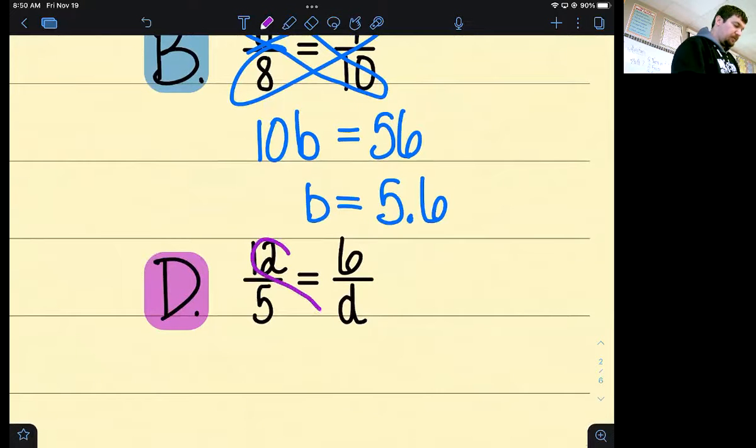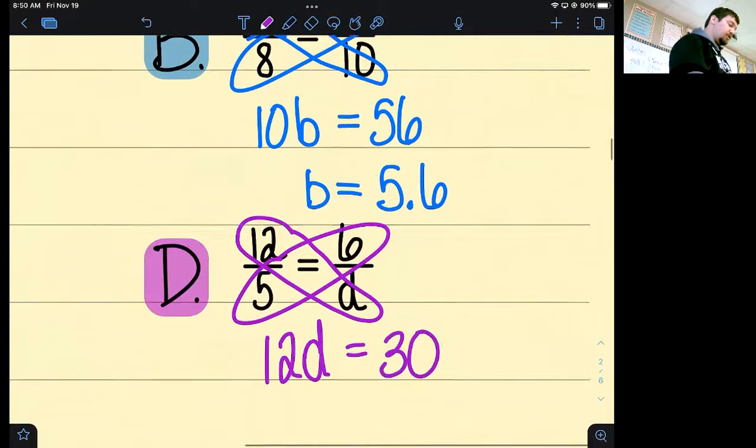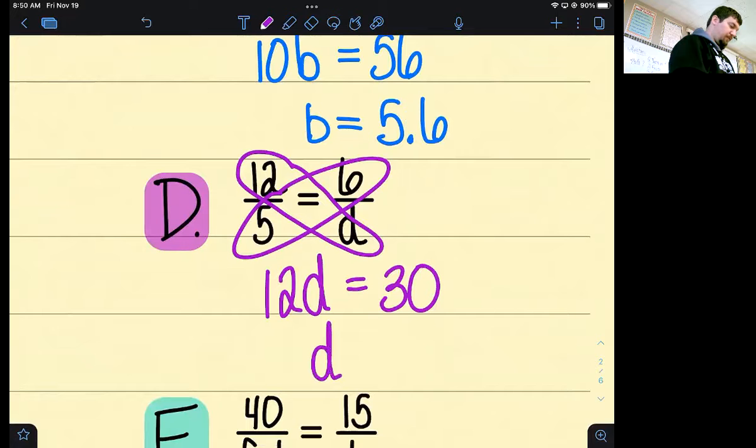Thomas, what's 12 times D? Awesome. And what's 5 times 6? And go ahead and divide by 12 and tell me what you get for D. 2.5.